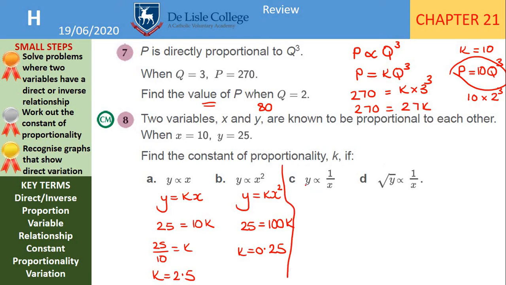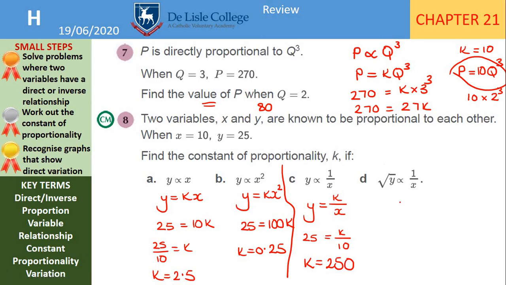Part C, y is inversely proportional to x here. So this gives us the formula y equals k divided by x. Remember, to get k, we just multiply the two values together, because if I replace y with 25 and I replace x with 10, 25 times 10 will give me k. So k here is 250.